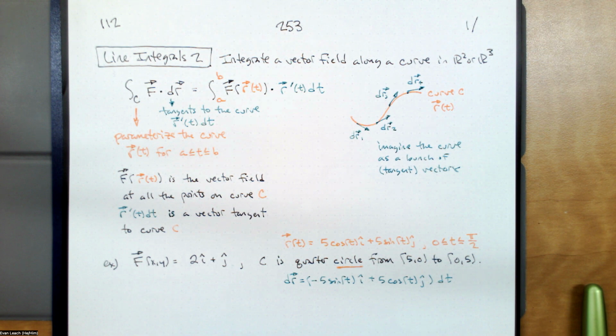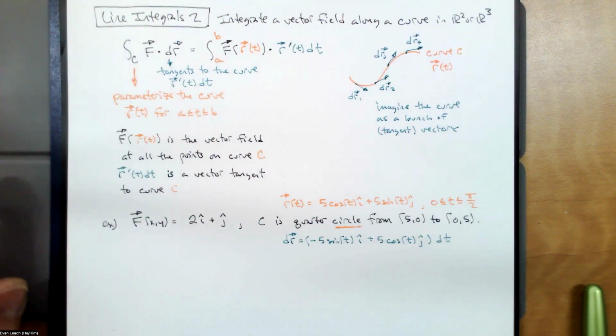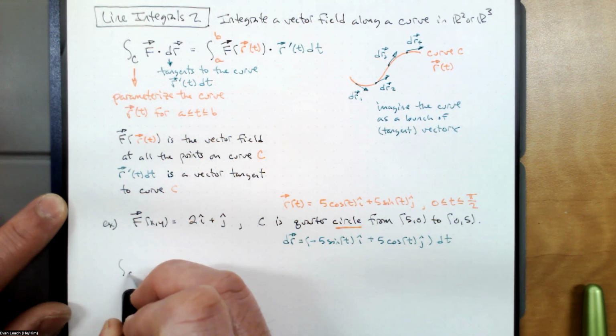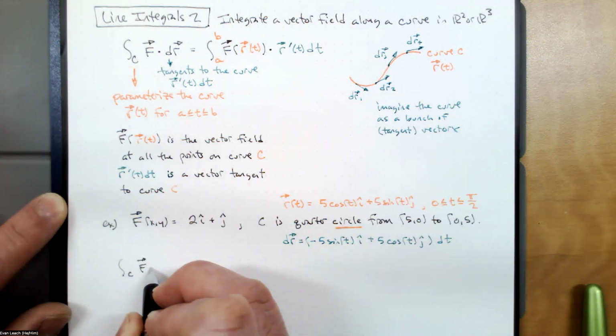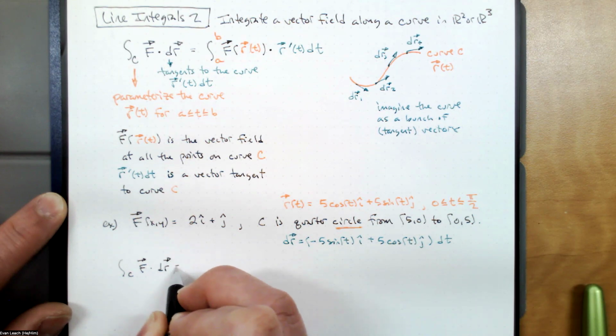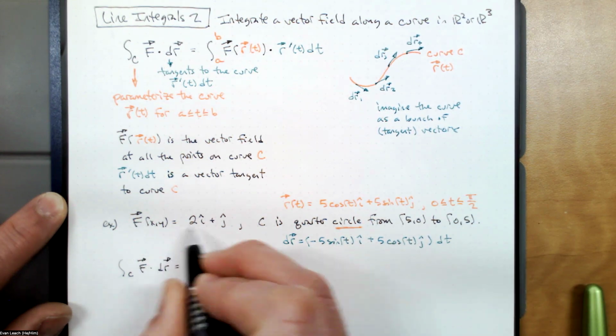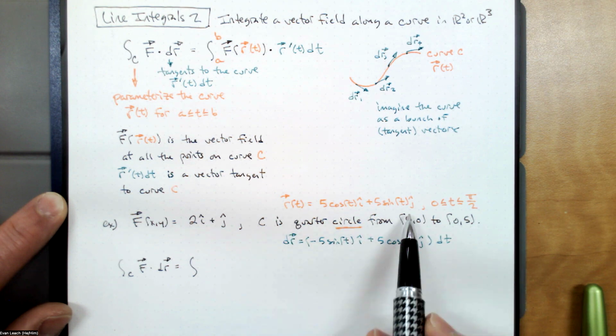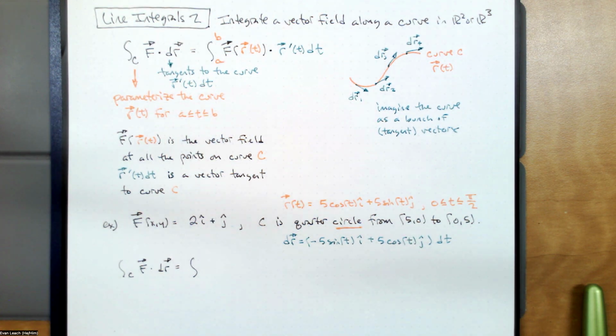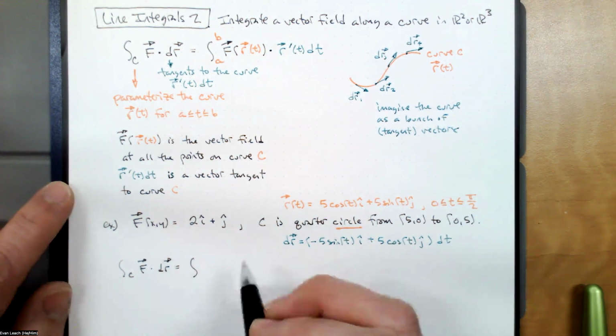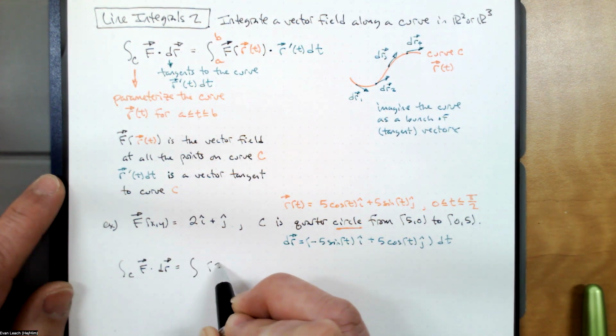Any questions? Now let's put things together in the line integral. So the integral over c of f dot dr will be the integral of the vector field evaluated at all these points. So the 5 cosine of t is equal to x, 5 sine of t is equal to y. None of that matters because my vector field is constant. So my vector field is just 2i plus j.